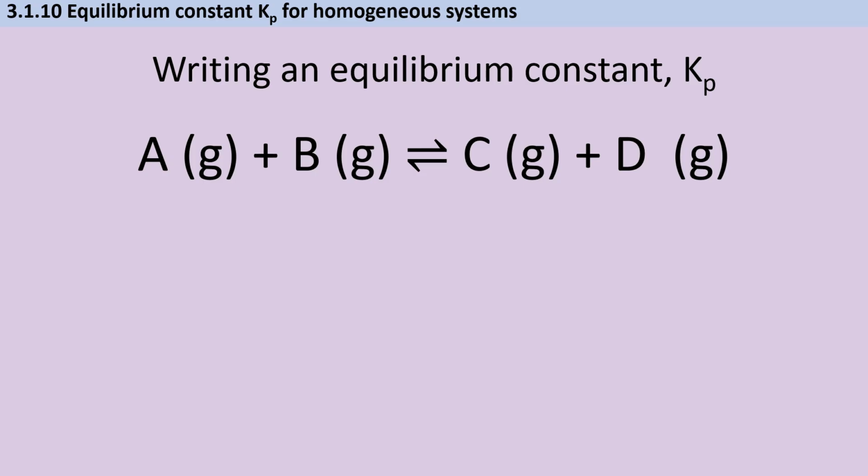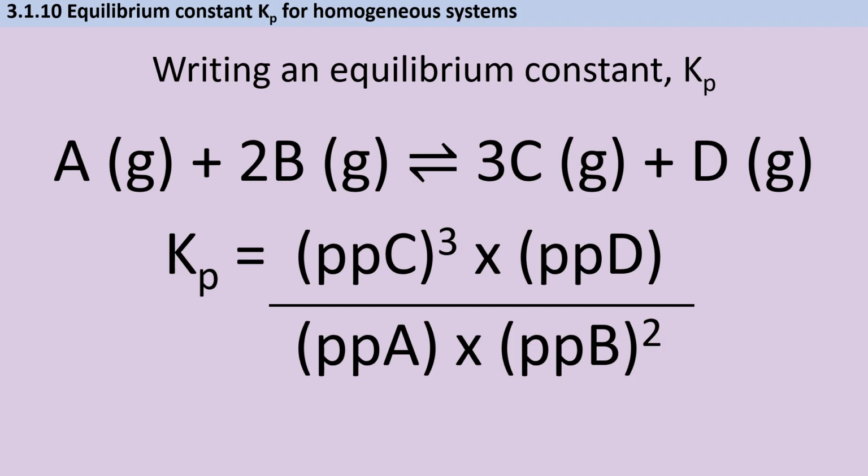While you can write a Kc equilibrium constant for gaseous systems, in order to do that, you need to know the volume you're working with. More typically, for gaseous systems, we use Kp, which is the mathematical expression used to describe the position of equilibrium for a reversible reaction with gaseous reactants and products. It's based on partial pressure rather than concentration.